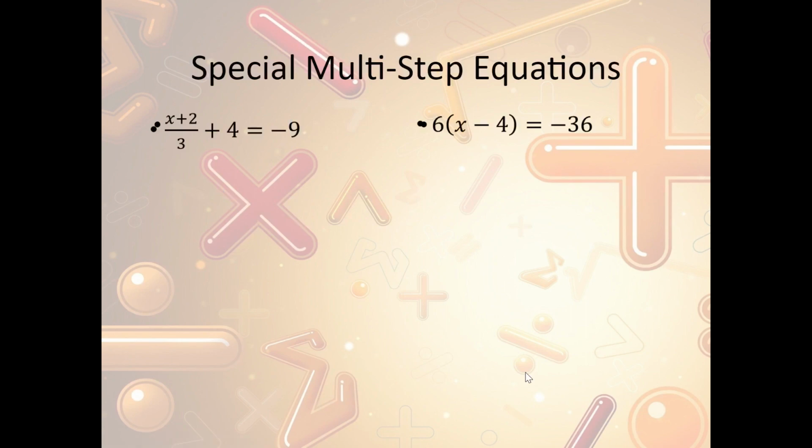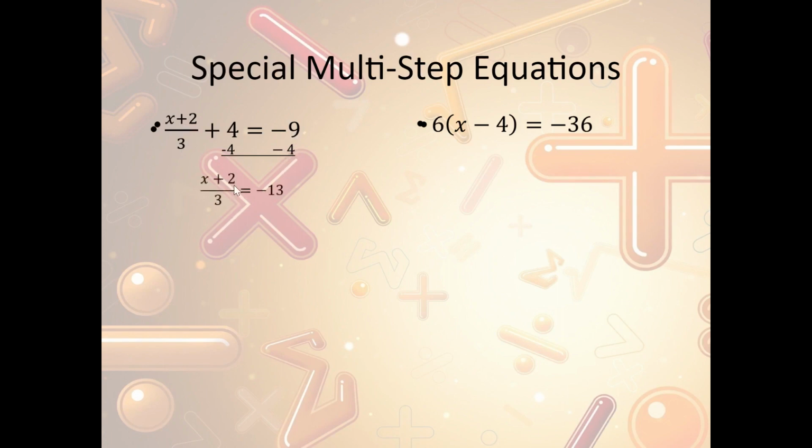So let's look at a couple of examples here. We have (x plus 2) over 3, plus 4, is equal to negative 9. So I'm going to get rid of whatever's furthest away first. Well, this 2 is grouped with the x. The 3 is kind of grouped with it as well. The 4 is floating, so I'm going to get rid of that first. So I'm going to subtract 4 from both sides to undo the addition of 4. So what I'm left with is (x plus 2) over 3 is equal to negative 9 minus 4. Well, negative 9 minus 4 is negative 13.